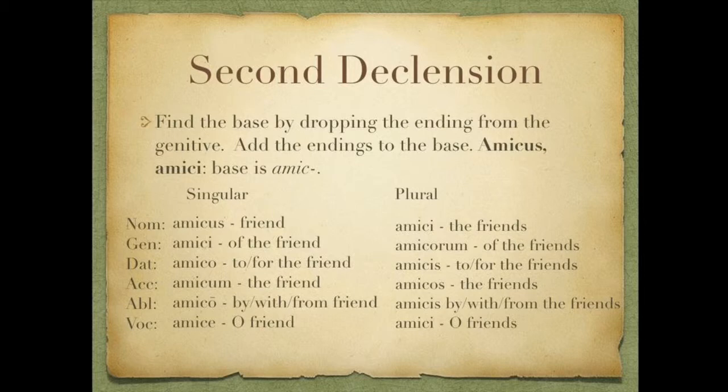In the plural, nominative plural, amici, friends. Genitive plural, amicorum, of the friends. Dative plural, amicis, to or for the friends. Accusative plural, amicos, the friends. Ablative plural, amicis, by, with, or from the friends. And then vocative plural, amici, o friends.